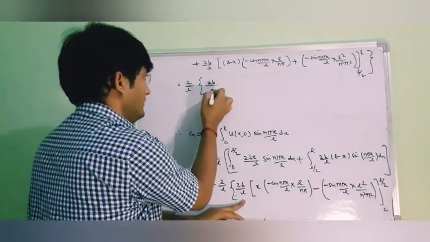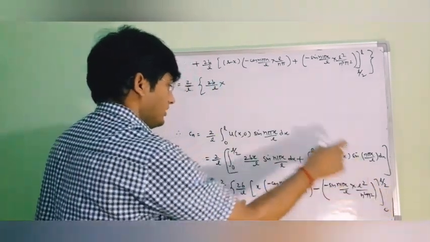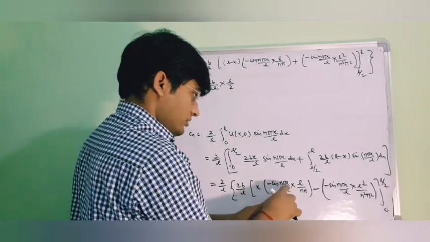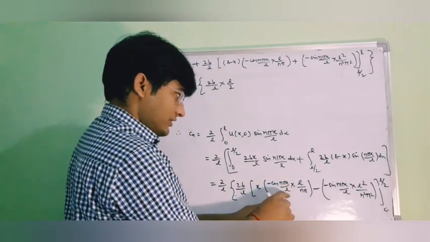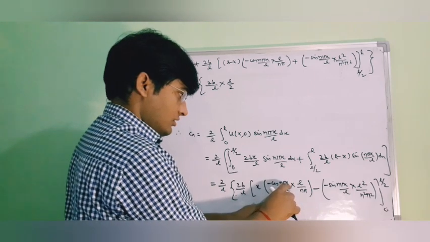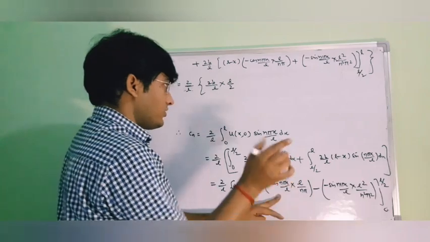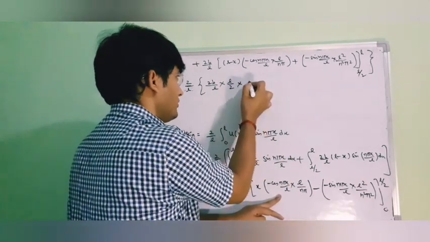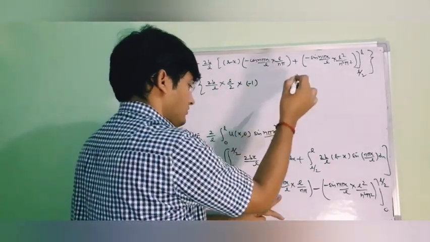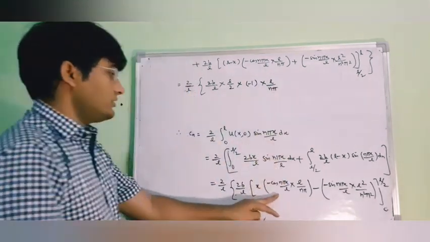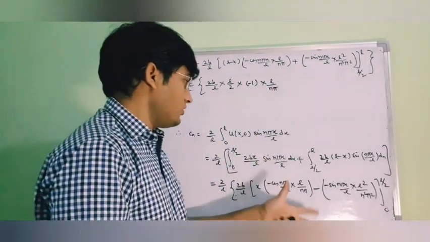2b upon L, then the value of x for the upper limit is L by 2. Now if your x is L, then this will be your cos n pi, and cos 2n pi is 1, so this will be your minus 1, and we will have L upon n pi. So this is the upper limit of this one, and the lower limit is 0.